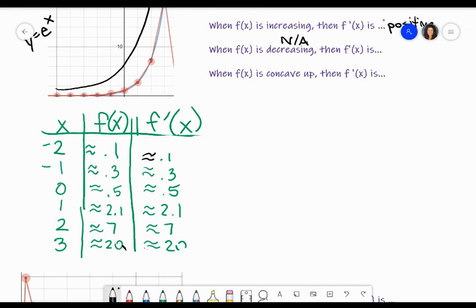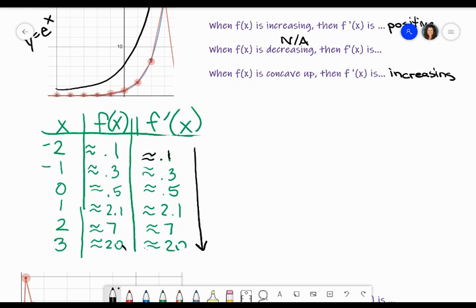So if we look at them, sorry, this one got a little bit rubbed off. What is going on with these f prime values? We already said they're positive, but do you notice also that they're increasing? The slope is getting steeper and steeper and steeper. And does that make sense?